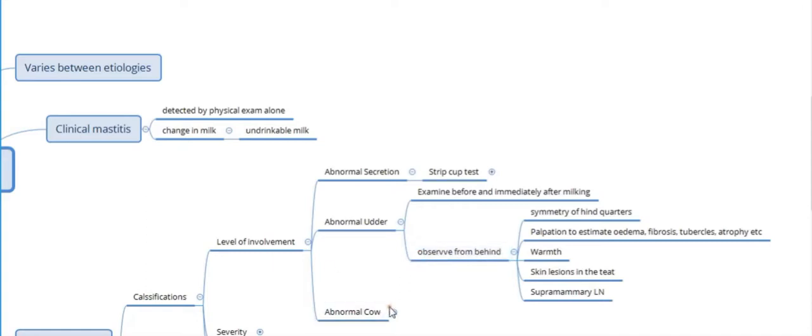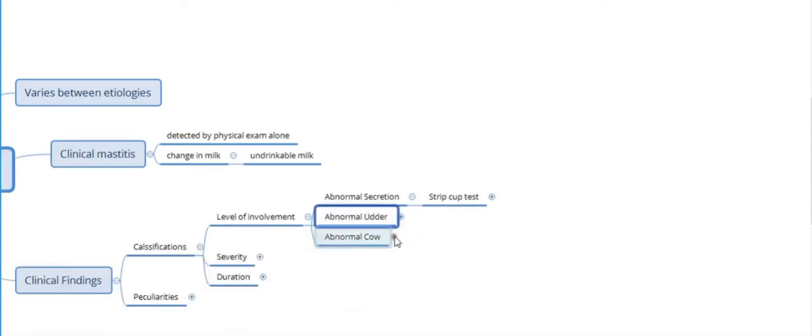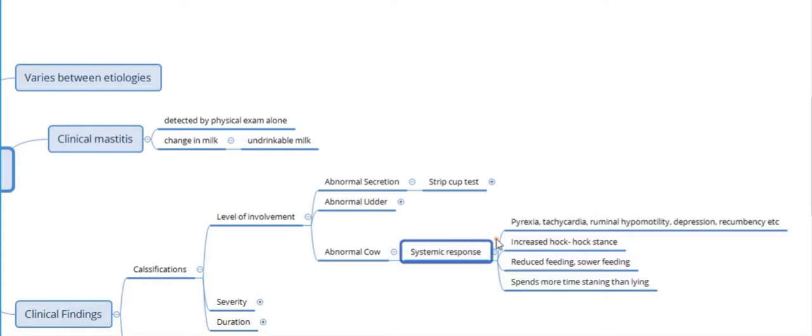Then the third compartment is the abnormal cow. This occurs when there is a systemic response and infection with a toxin producing strain of bacteria. Now there can be pyrexia, tachycardia, ruminal hypomotility, depression, recumbency, etc. If there is pain and severe edema or inflammation, then a hock to hock stance will be there: the animal will stand with the hindquarters in a widened stance. If the systemic involvement is there, feeding will be reduced. The animal will feed more slowly than normal, and it will spend more time standing rather than lying down. So that is how you judge an abnormal cow.